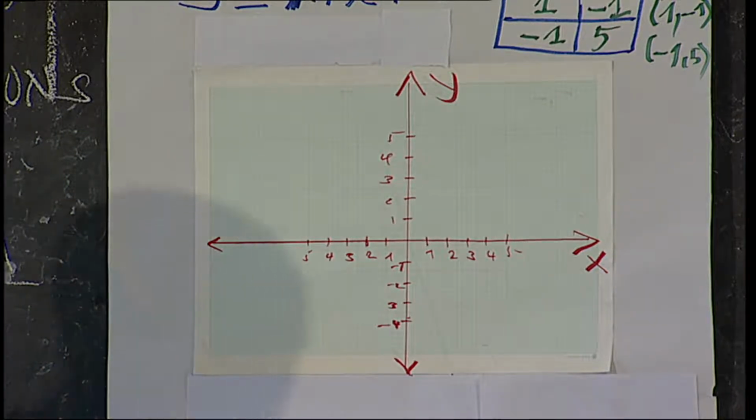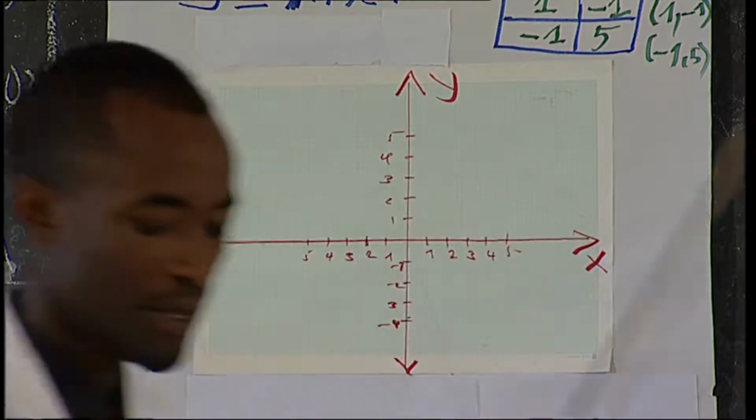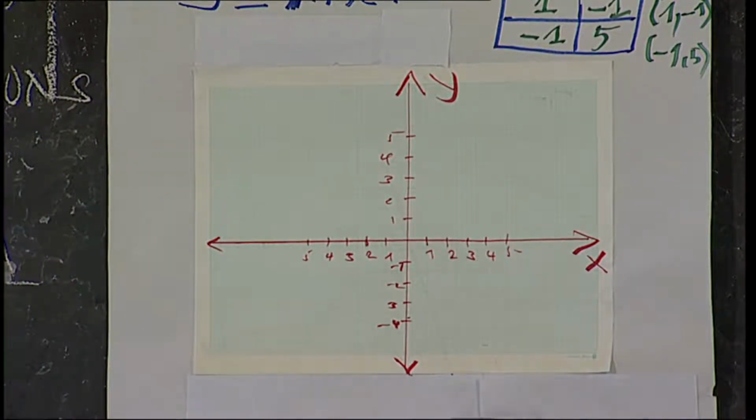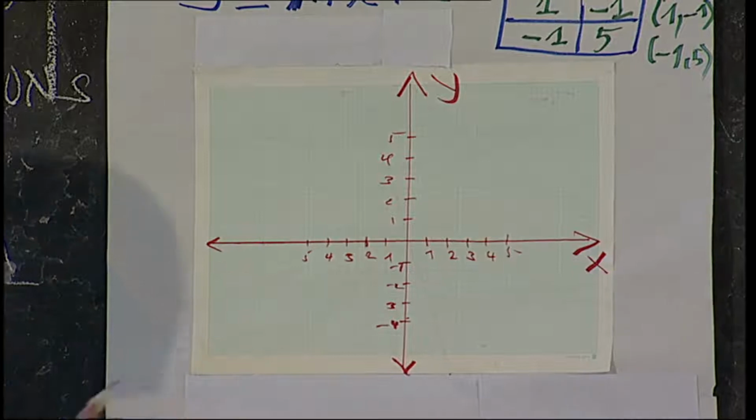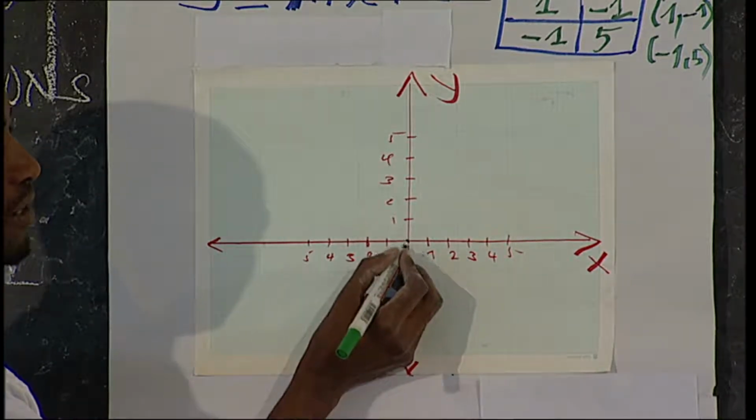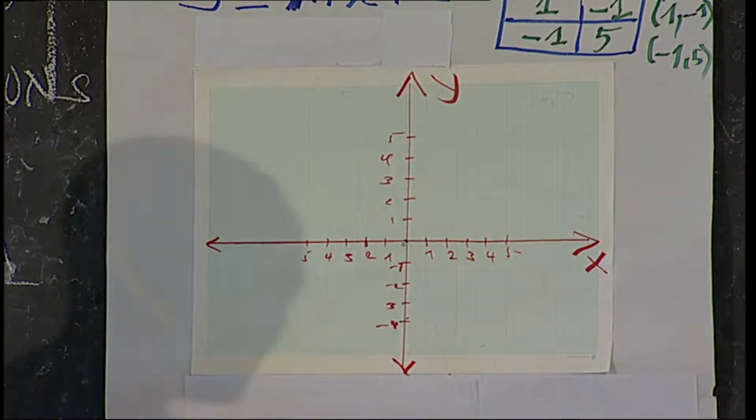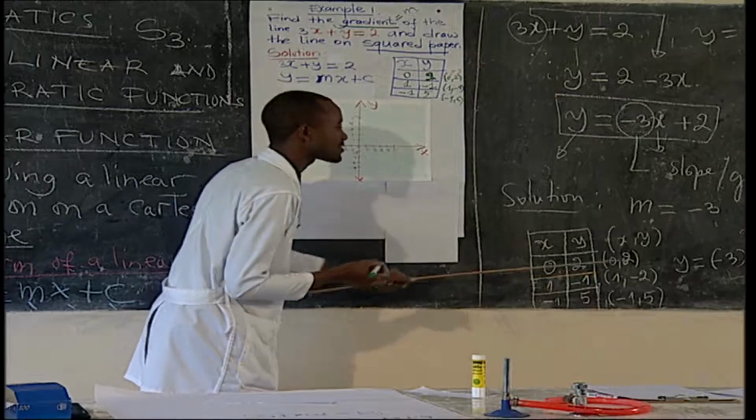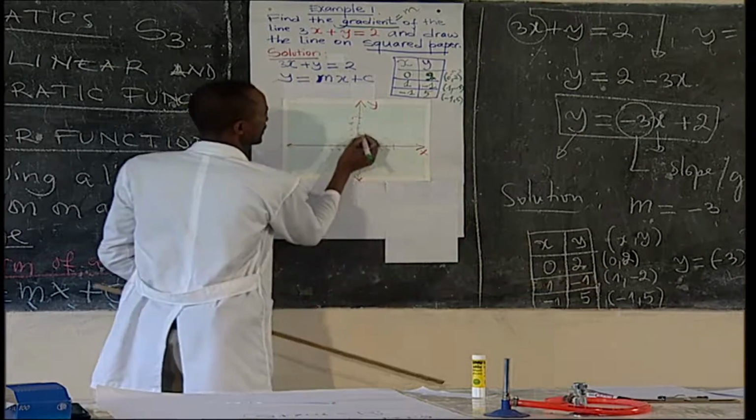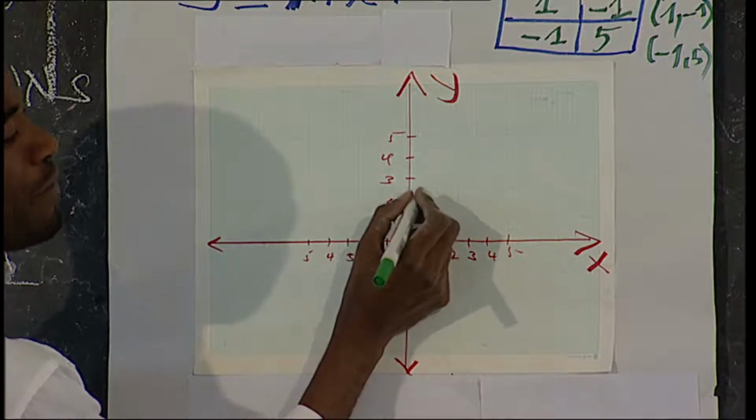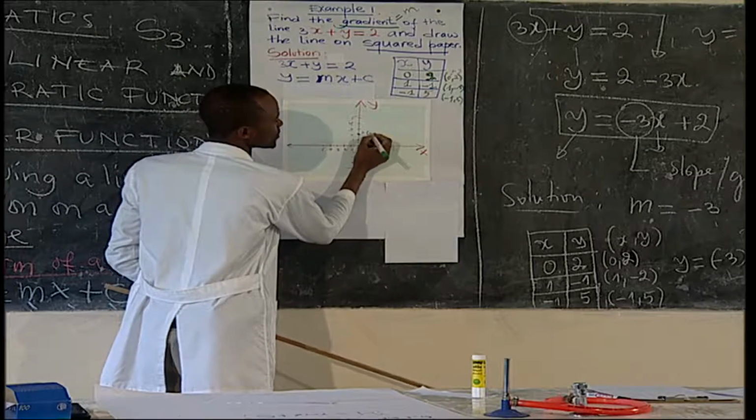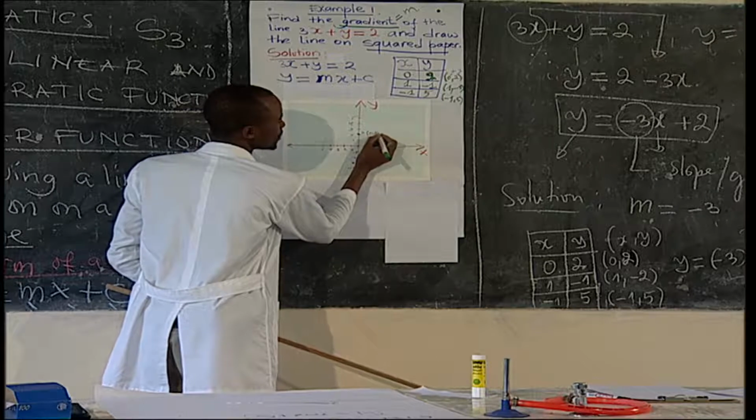Point number 1 was 0 and 2. Let me use a different color, a green color, so that you can see this pretty well. I have to locate 0 on the x-axis. Where is 0? It's, of course, here. But we have the coordinates, 0 on x and 2 on y. It's here. You can even name them. Maybe point A, which has the coordinates 0 and 2.